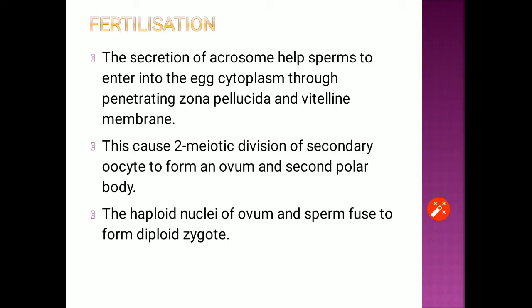This induces the second meiotic division of the secondary oocyte to form an ovum and a second polar body. The haploid nuclei of the ovum and sperm fuse to form a diploid zygote. Even before the nucleus of the ovum is organized, it fuses with the sperm nucleus to form a zygote.